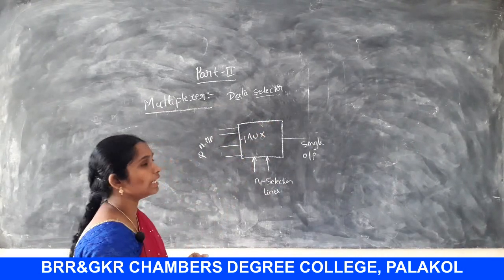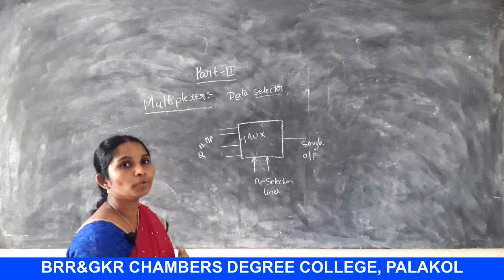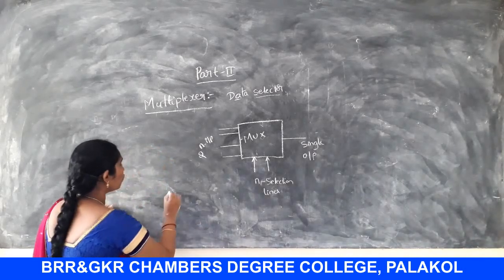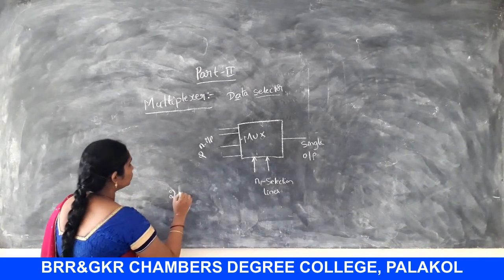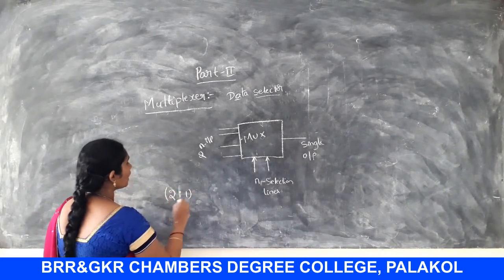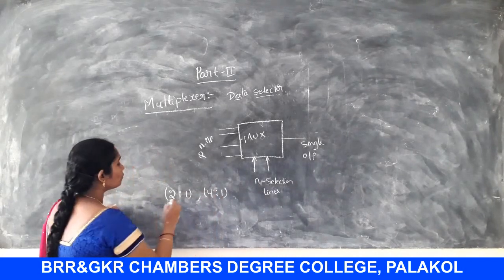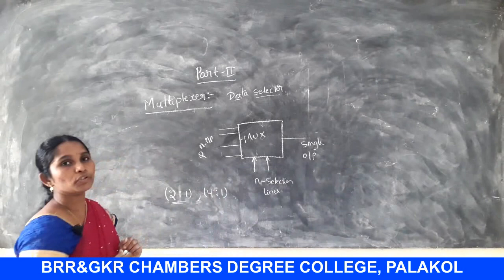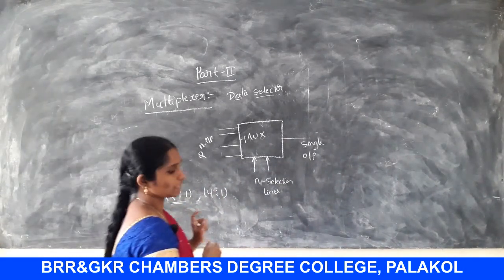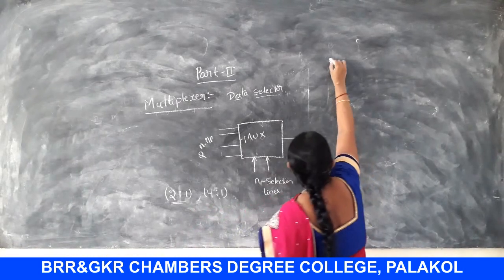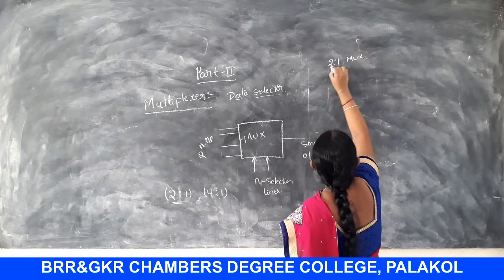Now, consider that so many multiplexers are there, but in your syllabus they give only 2 multiplexers: the 2:1 multiplexer and the 4:1 multiplexer. Now we will discuss the 2:1 multiplexer. The 2:1 mux is nothing but the multiplexer.